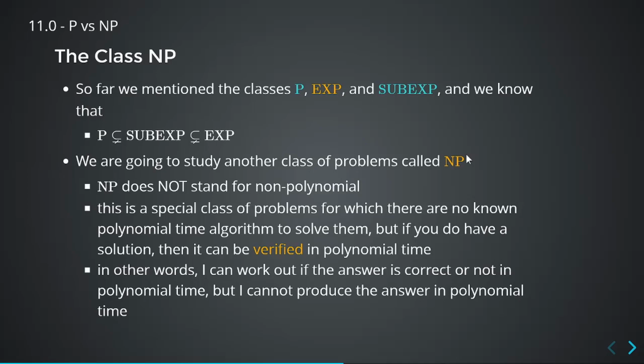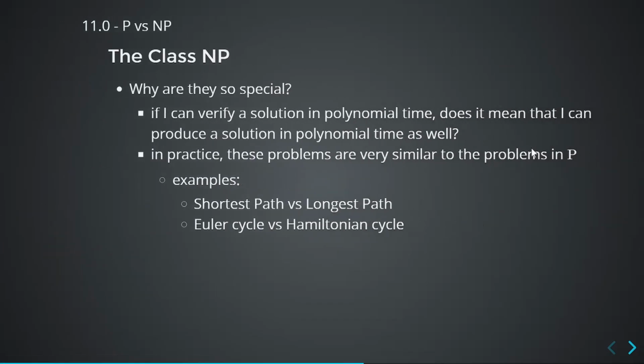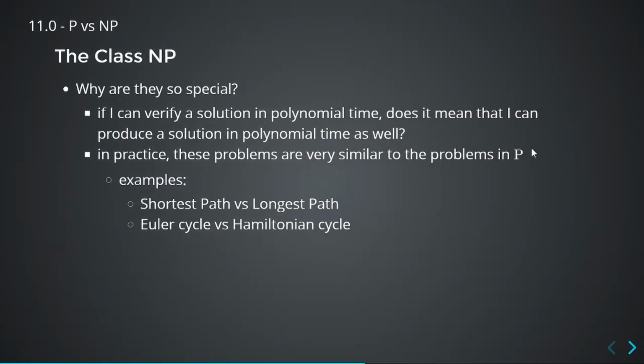The thing is, if you do have a solution, then you can verify that in polynomial time. You can check whether the solution is right or not. That's kind of why that's special. If you give me a solution, I can check whether or not it's right in polynomial time. So can I make a solution in polynomial time as well? I look at my code, it runs in polynomial time to check the solution. So can I modify that code to produce the solution instead?